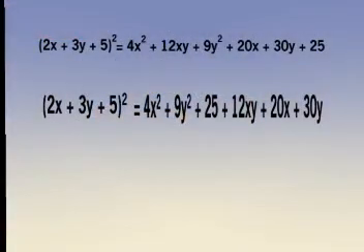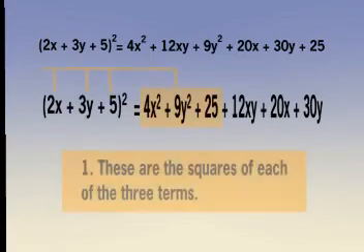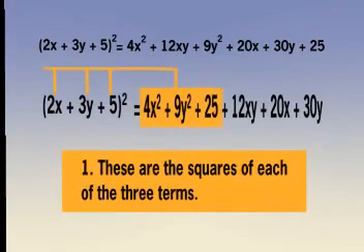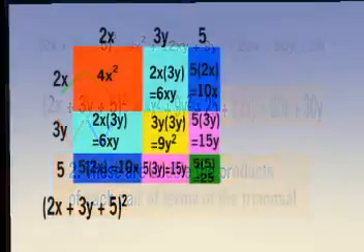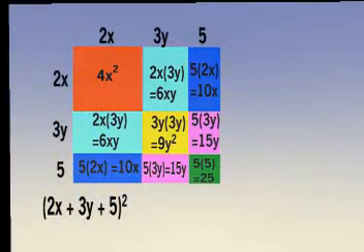Since rearranging the addends does not change the sum, we can rewrite the 6 terms so that their special characteristics are more easily seen. Number 1. These are the squares of each of the 3 terms of the trinomial that was squared. Number 2. The other 3 terms are double, or twice, the products of paired terms. This can be shown pictorially.